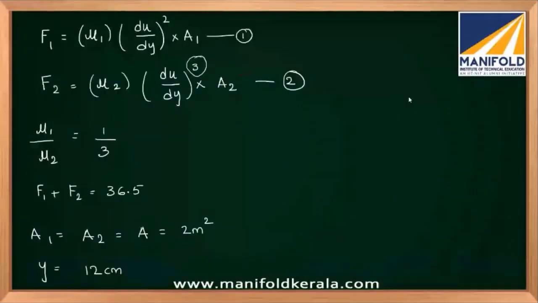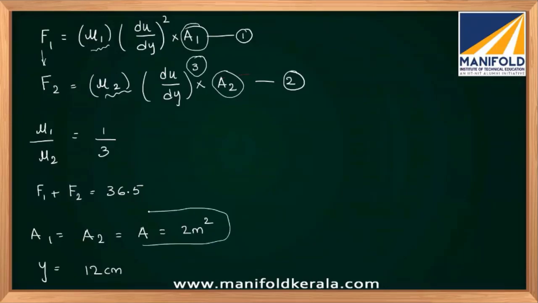Now I want to find mu1 and mu2 from these equations, and F1, F2, the total force, by equating or adding these equations, I have 36.5 given. What about A1 and A2? A1 and A2 is 2 meters square, because this is the equation given to you there.